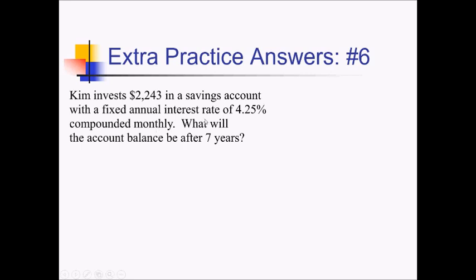For this problem, we have Kim investing some money in a savings account with an interest rate of 4.25%, compounded monthly. What is her balance after 7 years? We'll start with a PB to the T formula here, but my B value is going to need an upgrade. So I'm going to have 1 plus R over K to the K.